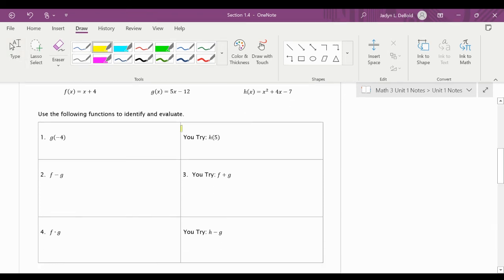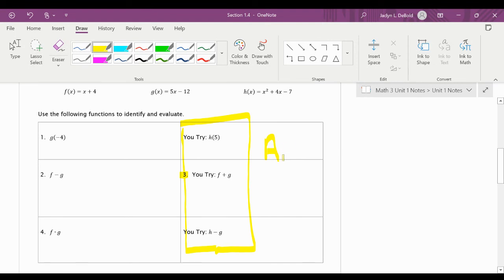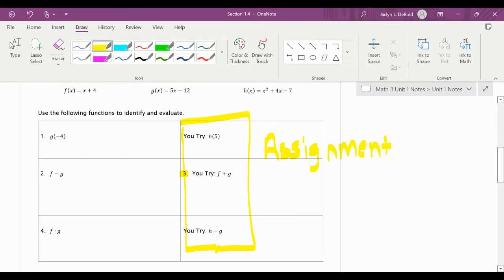So remember, there's actually three of them. So this is the assignment. You want to make sure you do that on your own. We're going to check it in. The rest of these three on the left, we're going to work through.